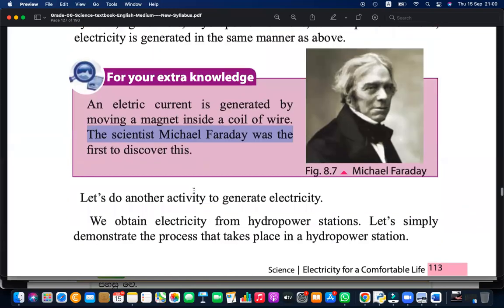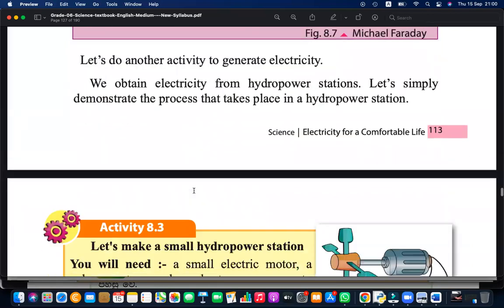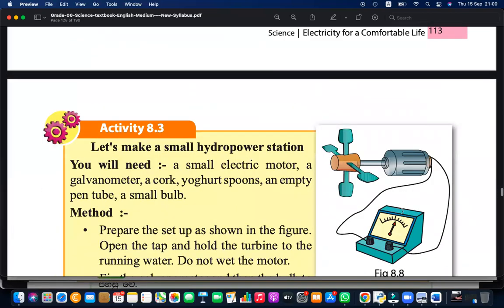And similarly, we can do a similar thing by connecting a motor to this galvanometer. So actually, this is a lead, right? You can use a cork or lead maybe. A cork is difficult to find, but you can create this using a wooden material, or you can use rubber for this, and connect four yogurt spoons.